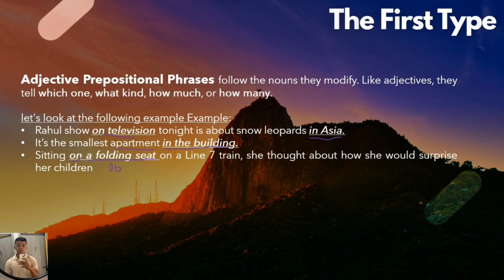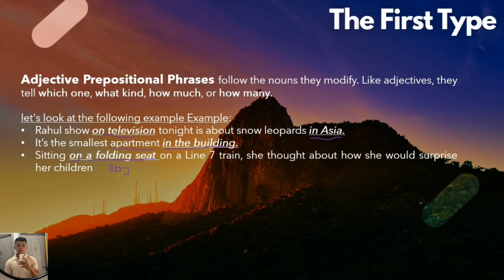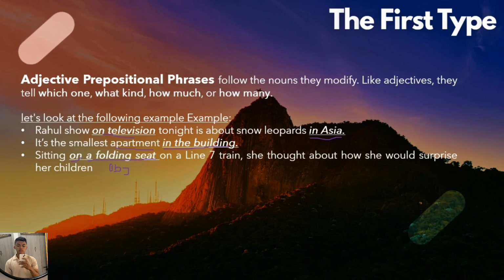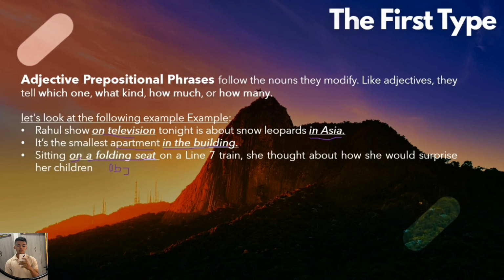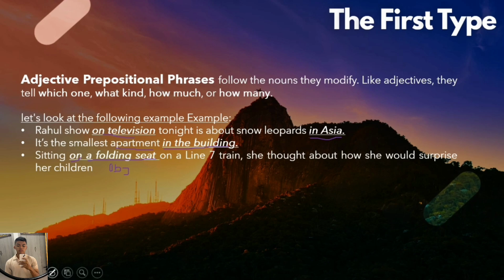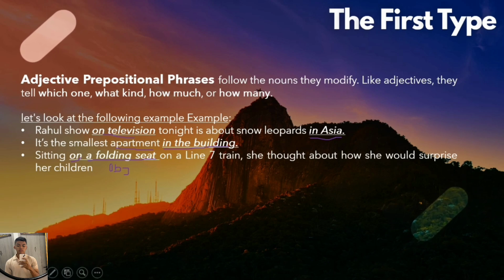The prepositional phrase is connected with the noun "sitting." In the position of an adjective function, prepositional phrases follow the nouns they modify. The prepositional phrase in the sentence above follows the noun "sitting." This prepositional phrase modifies a noun and functions as an adjective phrase. That is the first type. Let's look at the second type.